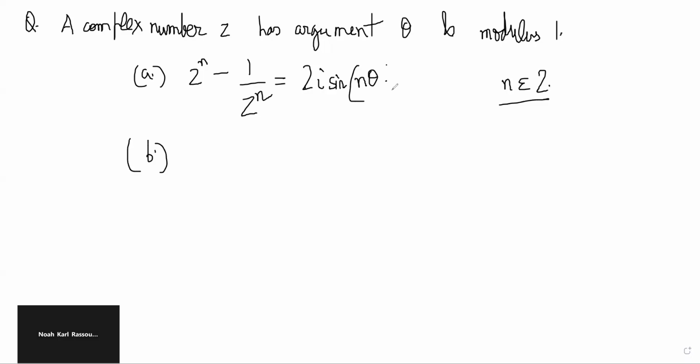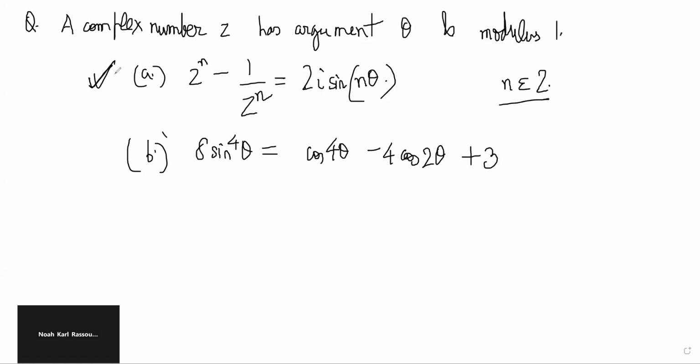And the second part of it is saying, hence show that 8 sine power 4 theta is equal to cos 4 theta minus 4 cos 2 theta plus 3. So you have to use this first and then use that to try to do this. Don't try to prove this directly.